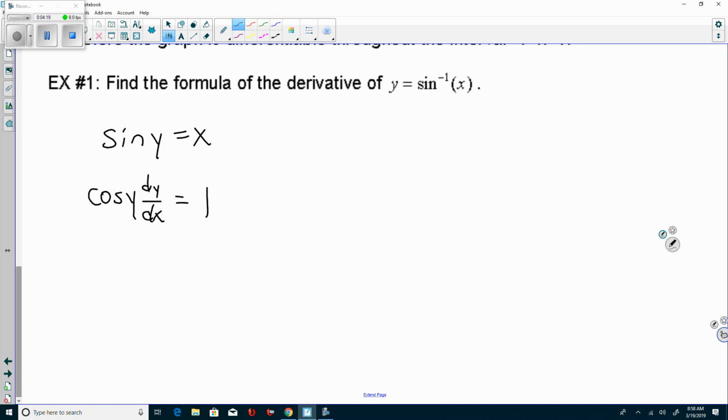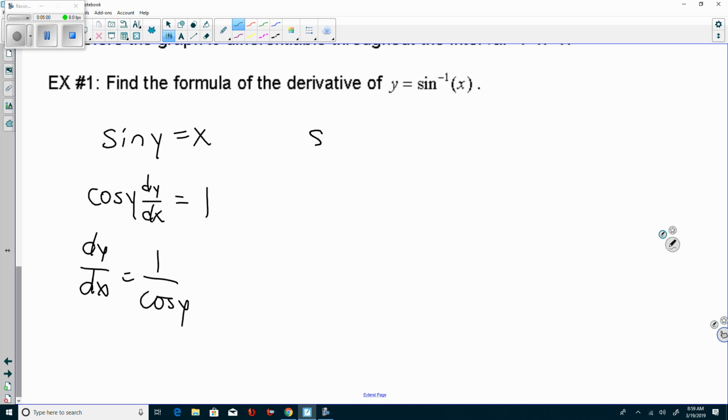So remember, because you're finding the formula for the derivative, you need to get the dy dx by itself, and that's 1 over cosine y. Now, we are not going to leave it as cosine y. We're going to try to put it in terms of x, so that you can substitute in for the variables. And if you look in the book, the derivative of the sine inverse of x is 1 over the square root of 1 minus x squared. So they just kind of throw that at you. Well, where does that come from?